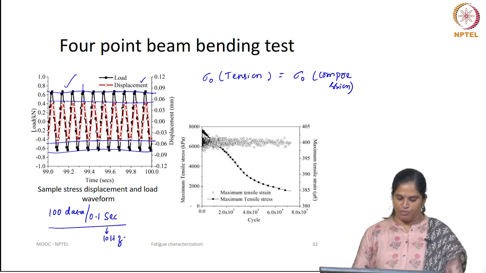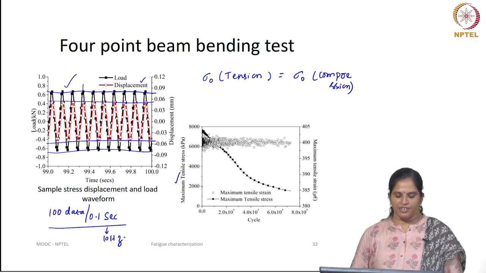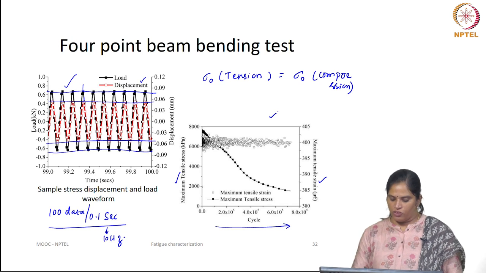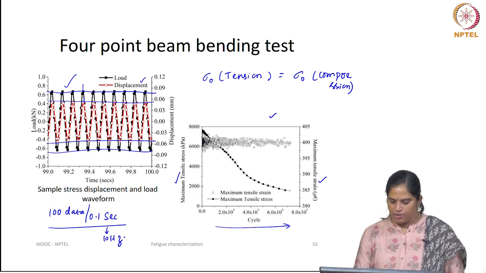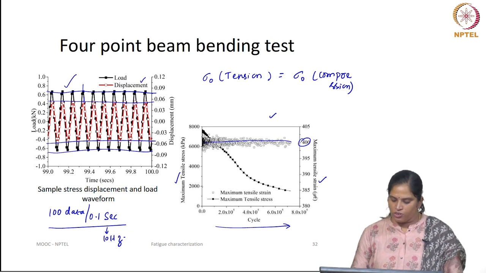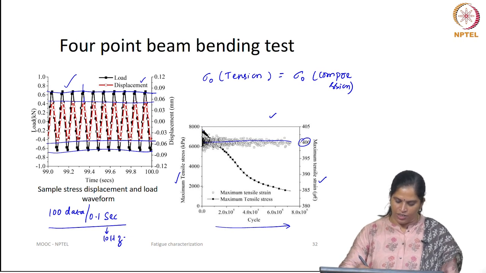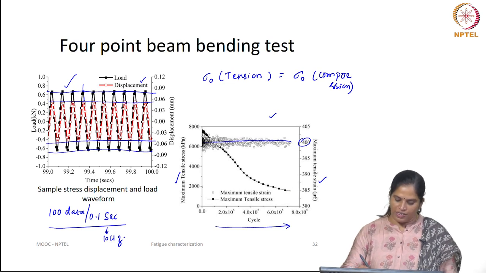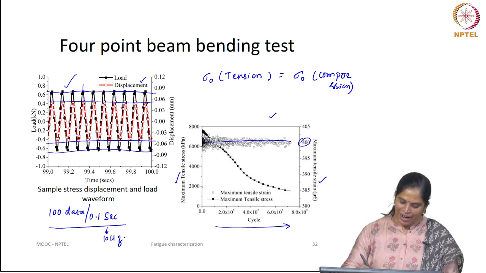Now the peak tensile stress and the peak tensile strain as a function of cycle on a repeated loading is shown in this figure. This figure corresponds to a maximum strain amplitude of 400 microstrain. So you keep the strain amplitude constant. Now if you see the stress amplitude, the stress amplitude decreases as you increase the loading cycles. This decrease happens as the damage in the beam progresses. So you have a pattern of decrease.